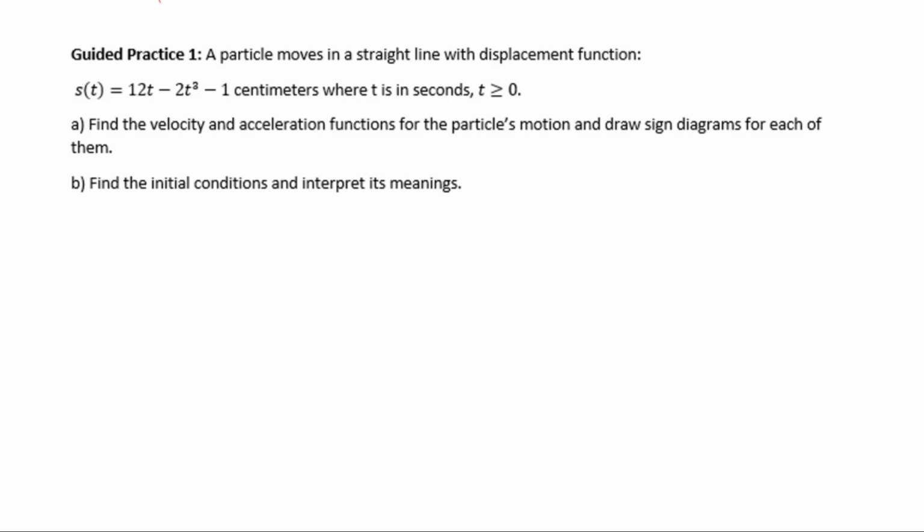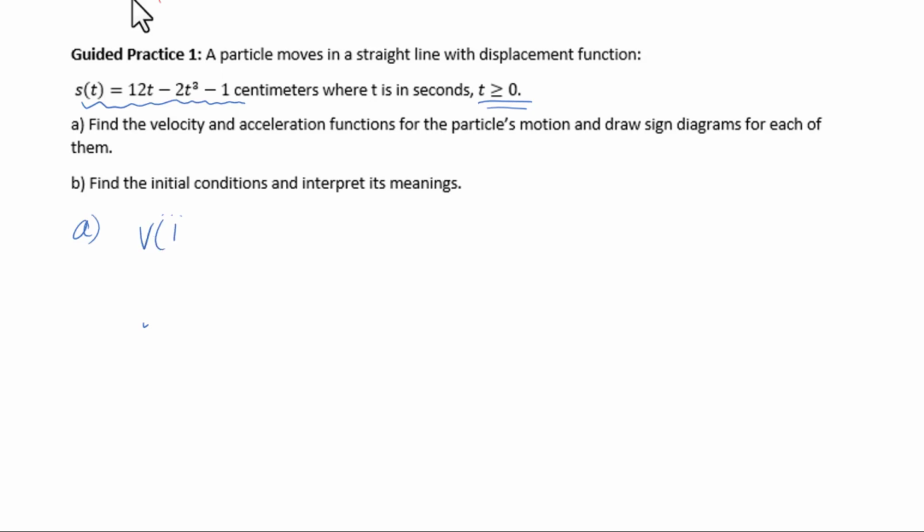This video is about a kinematics problem. Guided practice 1. A particle moves in a straight line with a displacement function s of t equals 12t minus 2t to the third power minus 1 centimeters, where t is in seconds, t greater than or equal to 0. A. Find the velocity and acceleration functions for the particle's motion and draw a sign diagram for each of them.